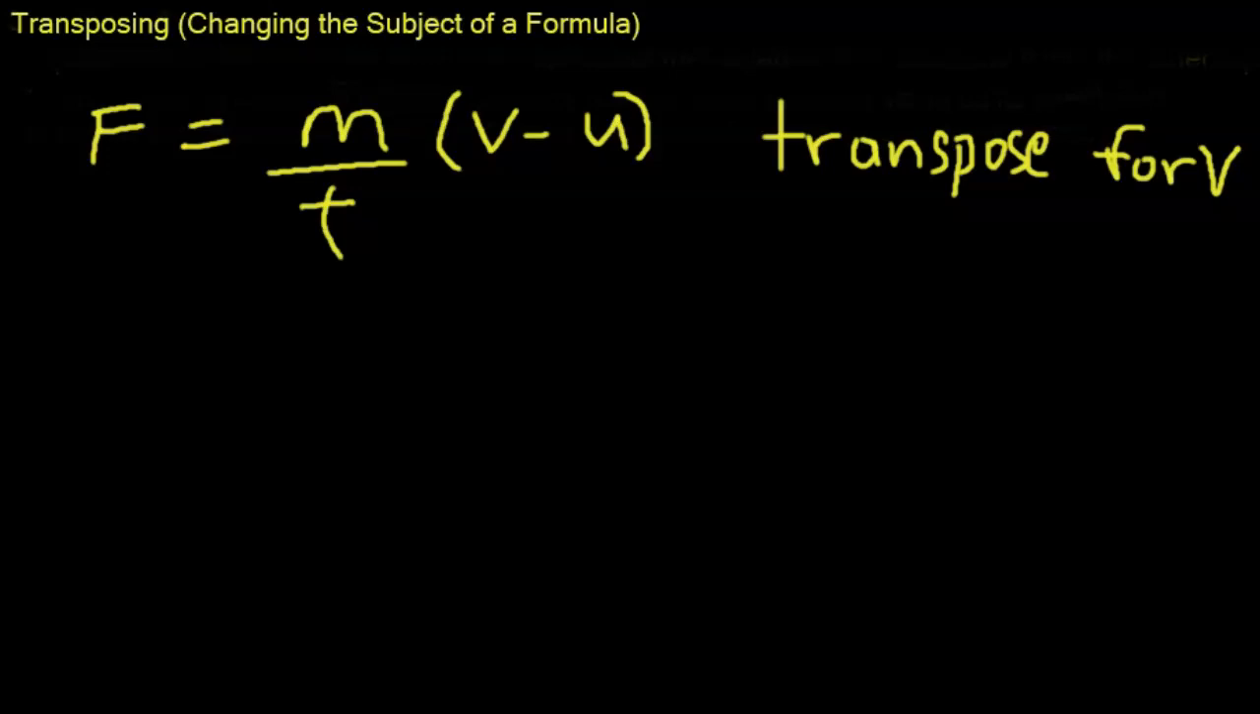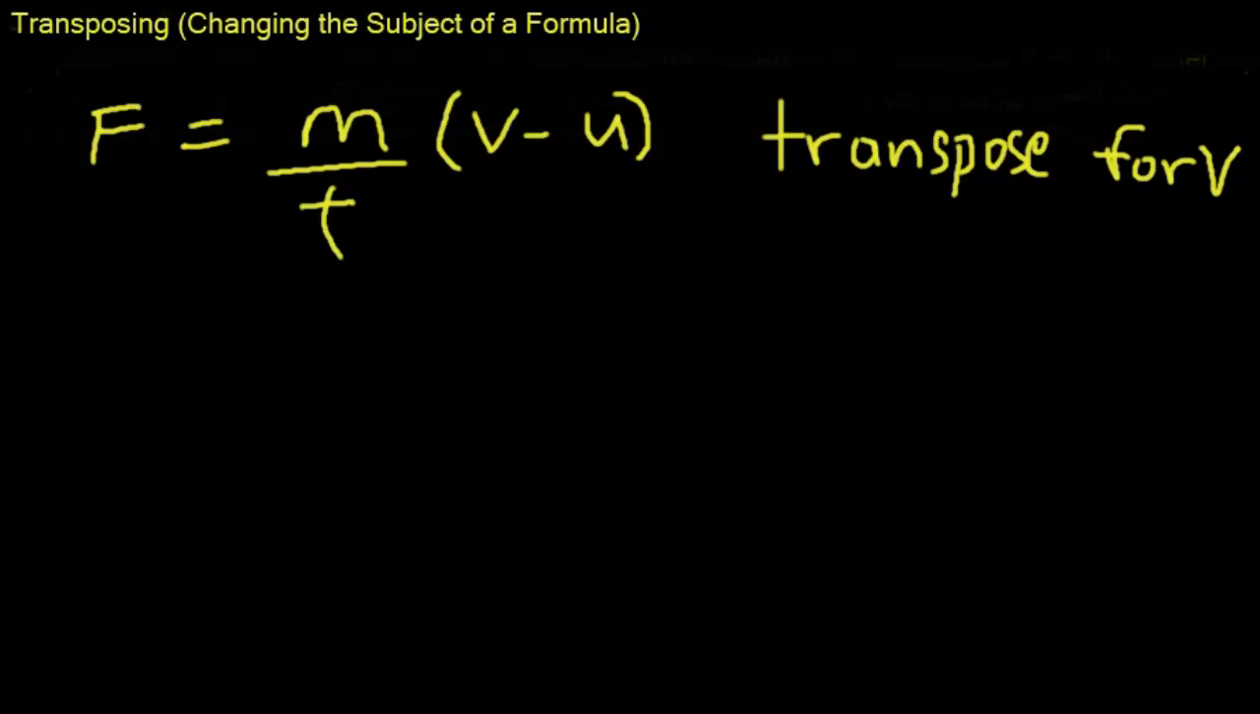So here we have another very famous formula in science. It's another way to express Isaac Newton's second law, F equals mass times acceleration, since (V minus U) over T is acceleration. But here we want to transpose for V. And therefore we first need to get rid of that denominator there. And how can we do that?